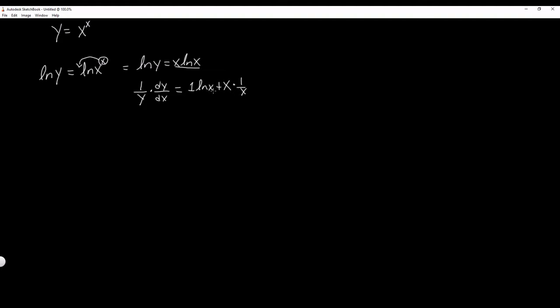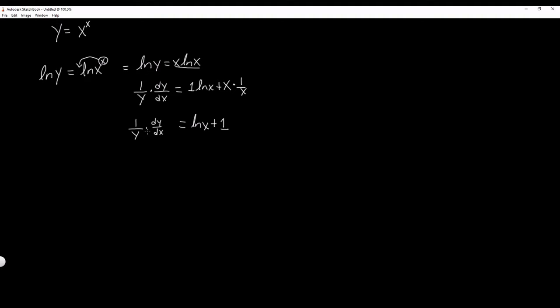Now we can simplify this a little bit. On the right-hand side, we can rewrite this as the natural logarithm of x plus 1, because x times 1 over x is just x over x, and x over x is equal to 1. So I just did that real fast. And the left side is going to be 1 over y times dy dx.